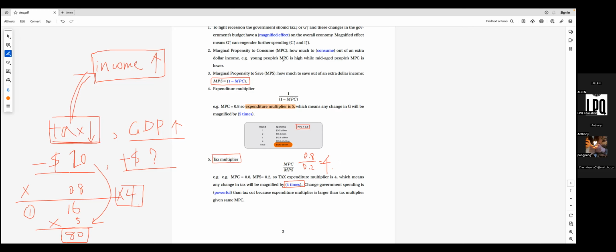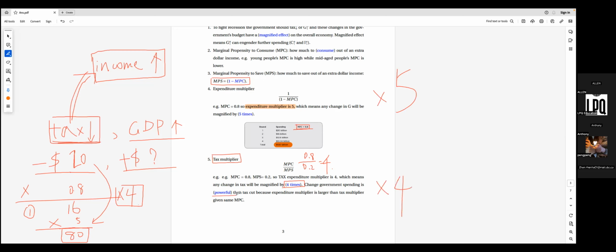And the final step, if you compare these two calculations, what you can discover is that given the same level of MPC, we never change our MPC through the overall story. MPC is always 0.8. Given the same MPC of 0.8, the government expenditure multiplier is 5 times larger, but the tax multiplier is four times larger.